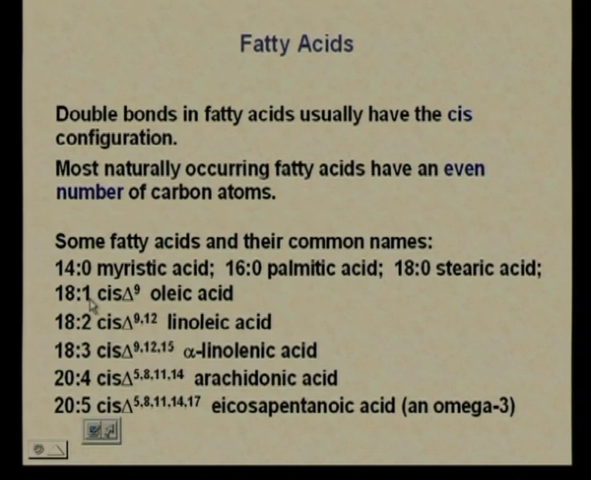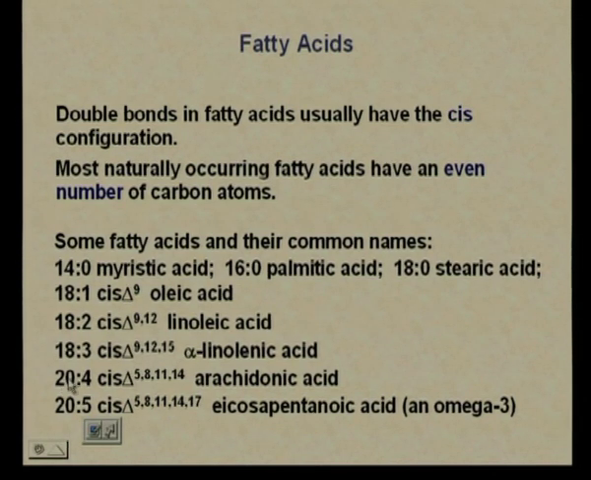It is 18:1 cis. The cis is not usually put in, just the delta 9 is sufficient because most of them are cis anyway. So, 18:1 delta 9 means that oleic acid is an 18 carbon fatty acid with one double bond between 9 and 10. Okay, that is as simple as that.